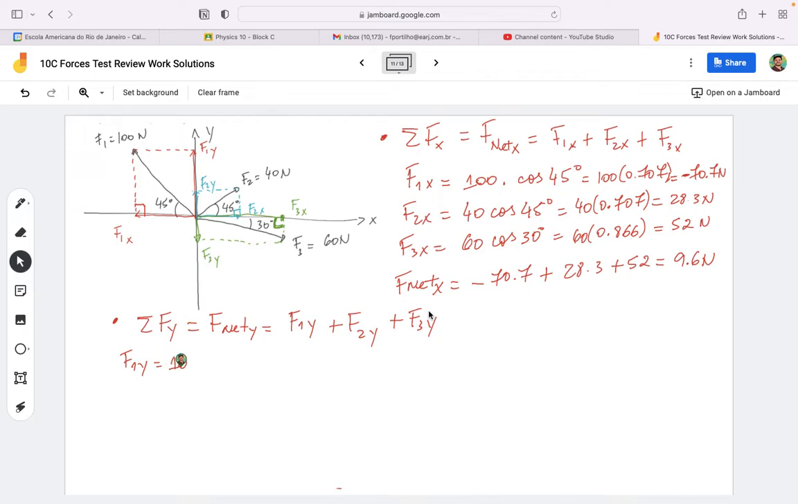100. Since we have used cosine of 45, we're going to use sine this time around. Even though they are the same, sine and cosine of 45 are the same because that indicates the angles of an isosceles right triangle, which is the case here. So this side is equal to that side. So we're pretty much going to have the same value as before. But pay attention to one thing: F1y is pointing to the same direction as the y-axis. So we're going to have the value positive.